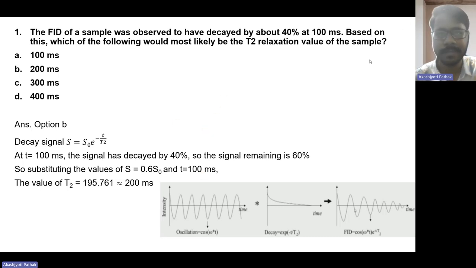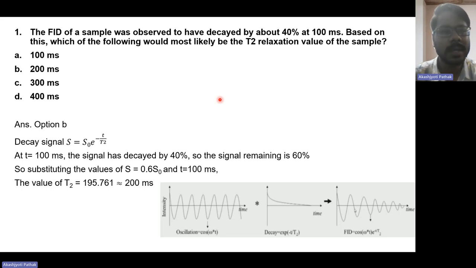I have not added this to the slideshow; I have not done it for these questions. So the first question is the FID of a sample was observed to have... Just give me a second. I will just connect the... Okay, let's discuss this, because this is only a 1 hour session. So let's discuss this orally.